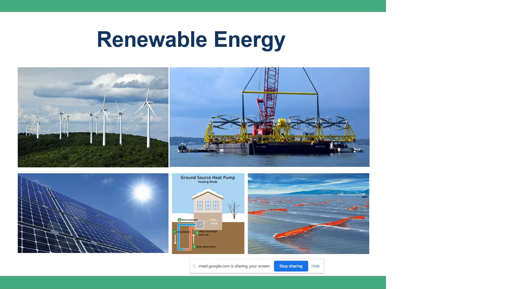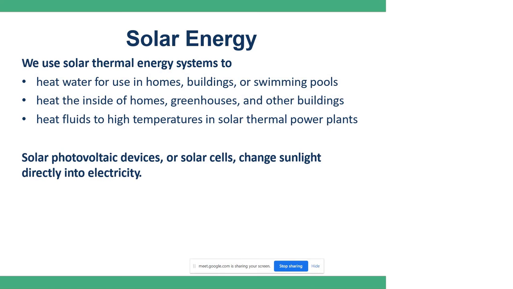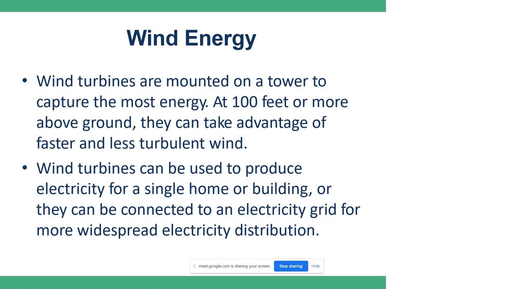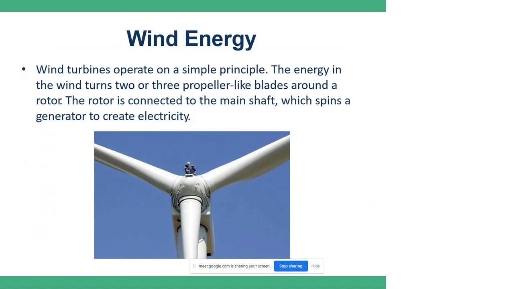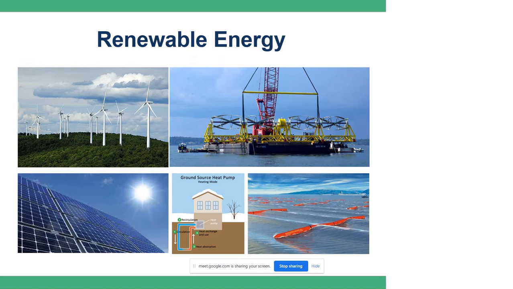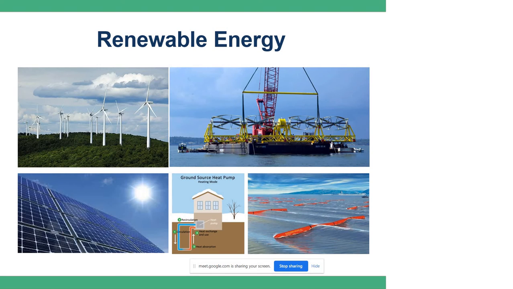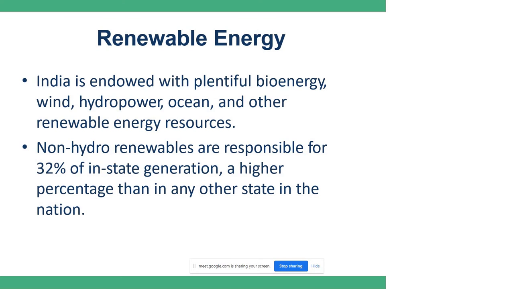Non-hydro renewables are responsible for 32% of in-state generation, a higher percentage than in any other state in the nation. Non-hydro renewables are usually easier to set up, as you don't need a lot of extensive setup. For example, you have a wind energy setup, or a solar power plant, or a bioenergy or biofuel generator. It's easier to set up than a hydropower plant.